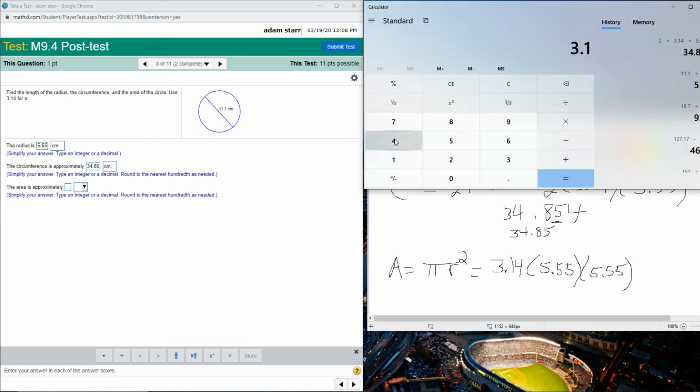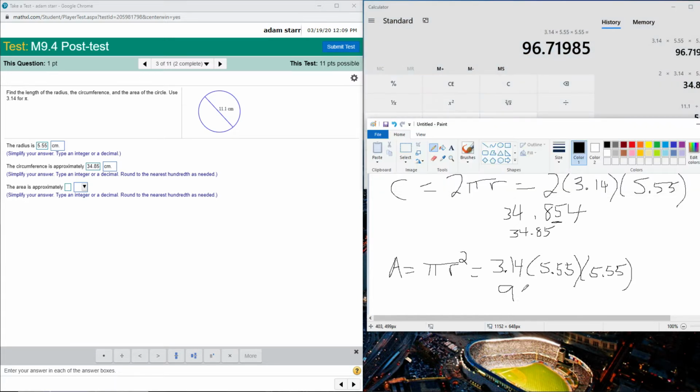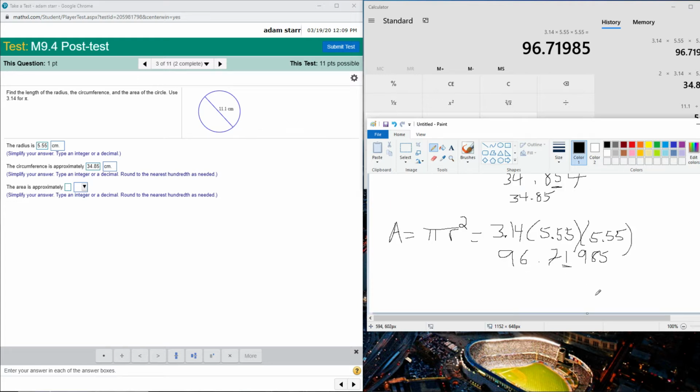So 3.14 times 5.55 times 5.55. And here I get 96.71985. Round to the nearest hundredth again. So again, the 1 is in the hundredths place, but the 9 tells me that 1 needs to round up. So it'll be 96.72. Okay, 96.72. And because it's area, this will be centimeters squared. Okay, and that problem is done.